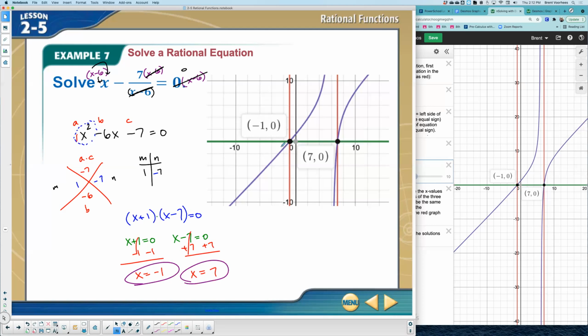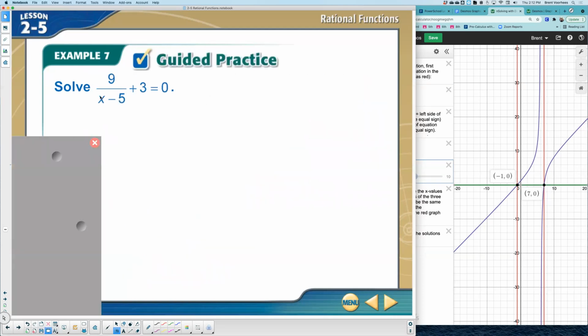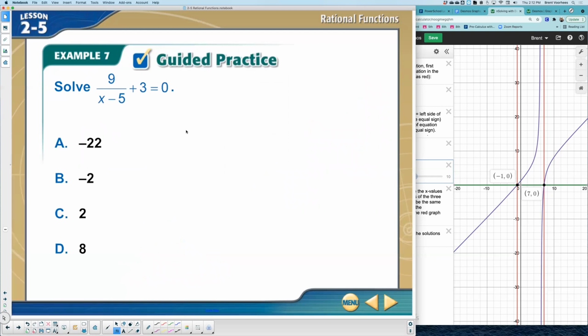So now I have one for you to try. You go ahead and try your luck. You can either use InSolve or algebra to see what you get for example 7.